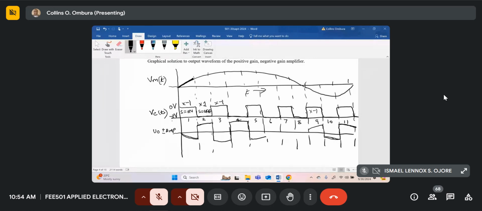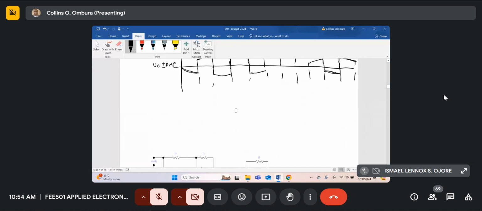So actually what we've effected over here is pulse amplitude modulation. And we can recover this signal by passing it through another positive gain, negative gain amplifier. Now for that, I'll leave that to you as an assignment. That's why I left this space over here. So this will be called a graphical solution.